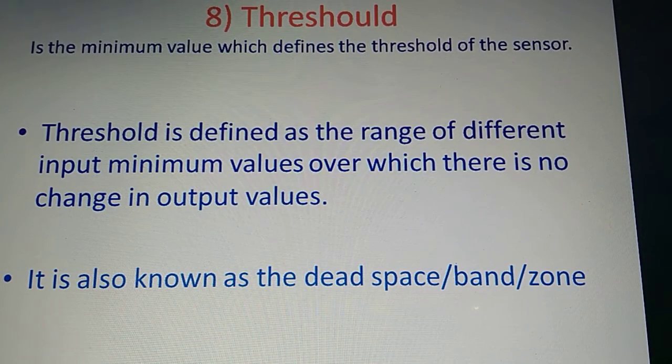Next static characteristic of the sensor is a threshold, and this threshold is nothing but a minimum value which defines the threshold of the sensor. So in case of a sensor, threshold is defined as the range of different input minimum values over which there is no change in output value, and this is also known as the dead space, band, or zone.